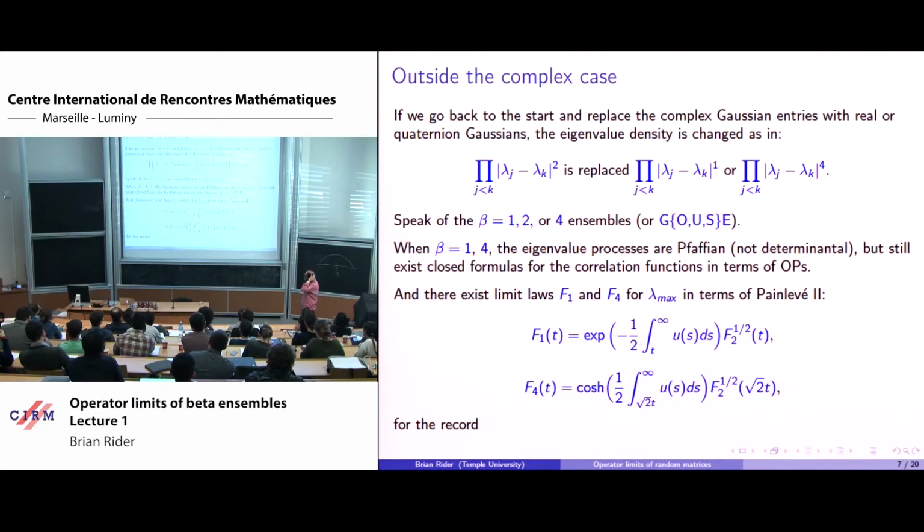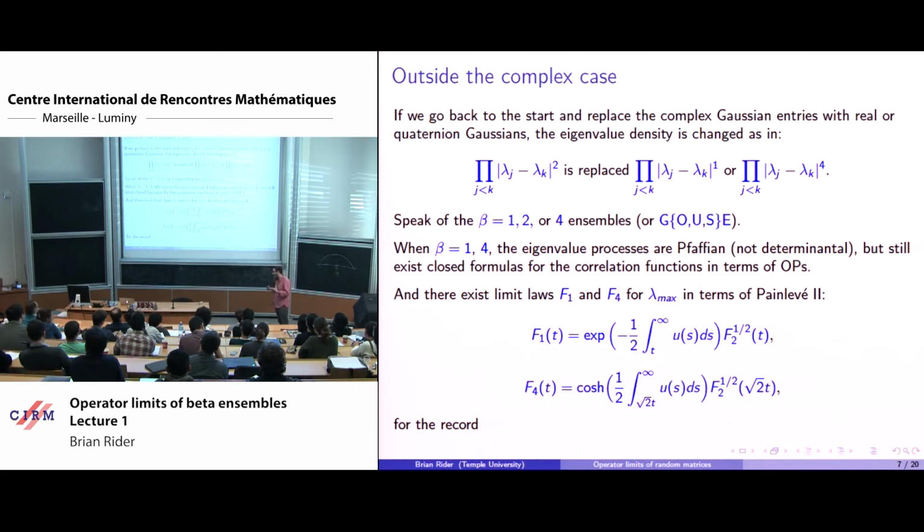Okay, so just again for completeness, outside the complex Gaussian case, if you say, well, that was weird, how about real Gaussians, right? Well, you can do it. And you can actually do quaternion Gaussians too, if you like. So there's a self-dual quaternion ensemble of Gaussian matrices. And all that happens then is these are, again, solvable models. You replace the product of differences squared by just the product of differences in the real case, or the product of differences to the fourth power in the symplectic case. And you talk about the beta 1, 2, 4 ensembles, or the Gaussian orthogonal, unitary, symplectic ensembles.